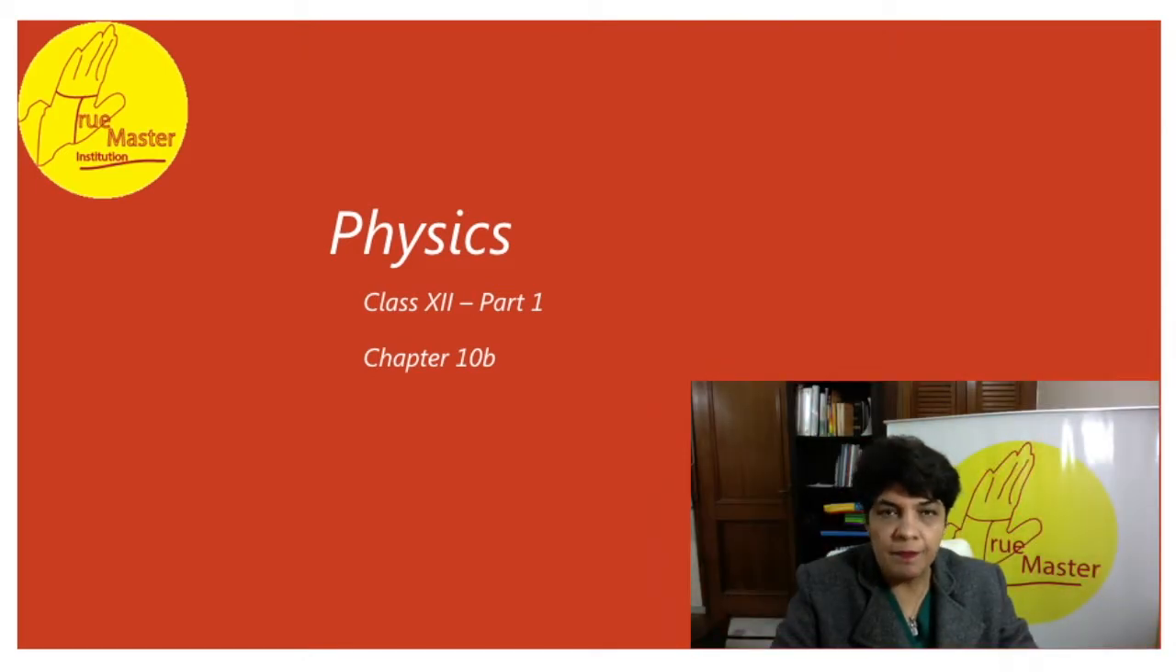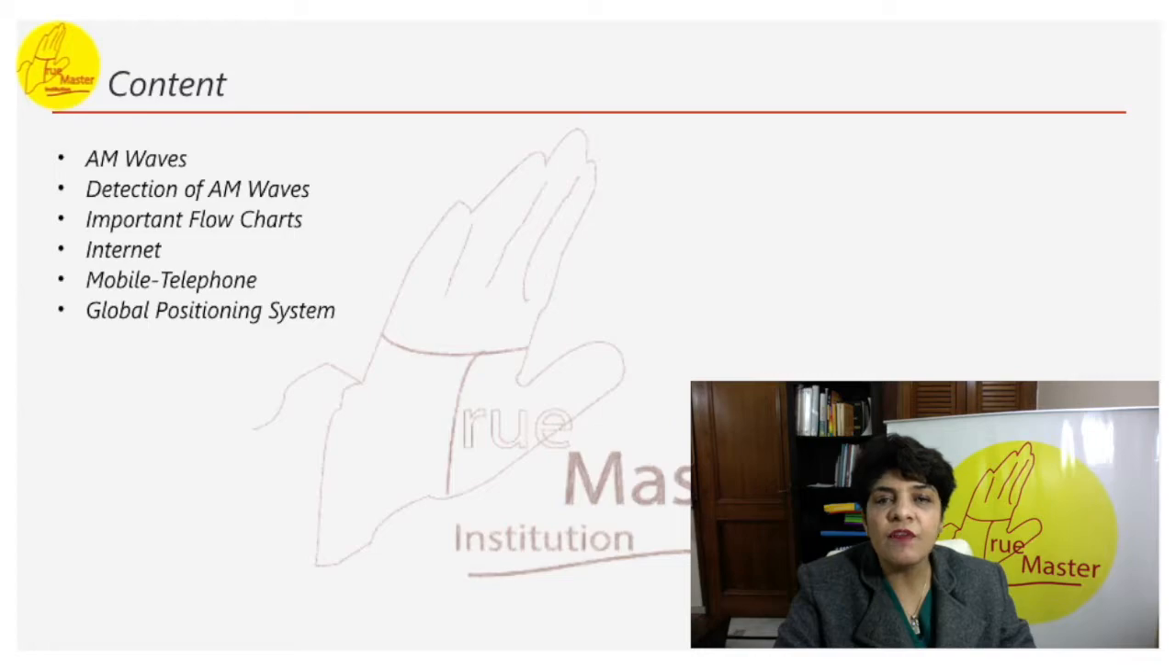Chapter 10b, which is a part of the communication chapter, we will be covering the following: AM waves, detection of AM waves, important flowcharts, internet, mobile telephone, global positioning system.